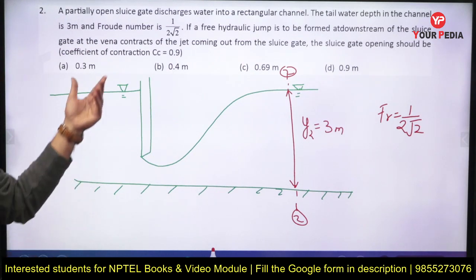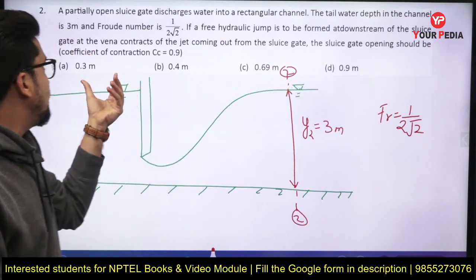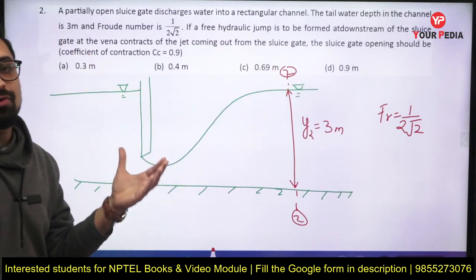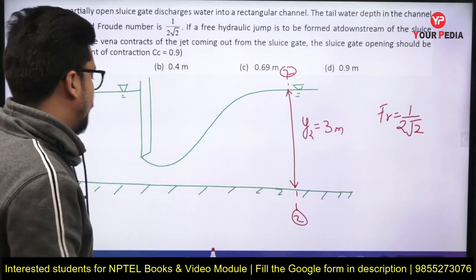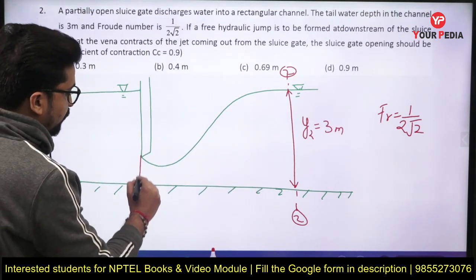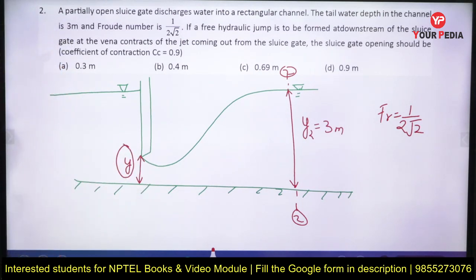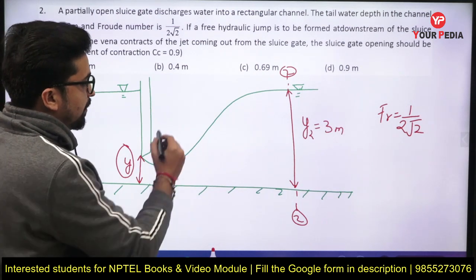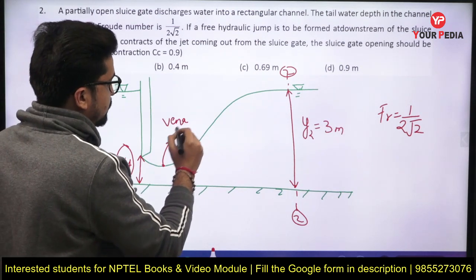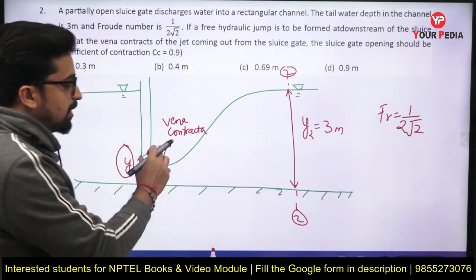A hydraulic jump is formed at the vena contracta. The jet is coming out of the sluice gate. They are asking you the sluice gate opening, or the orifice opening, which is the depth at this section. We know that the lowermost depth is at the vena contracta. This point is known as the vena contracta.